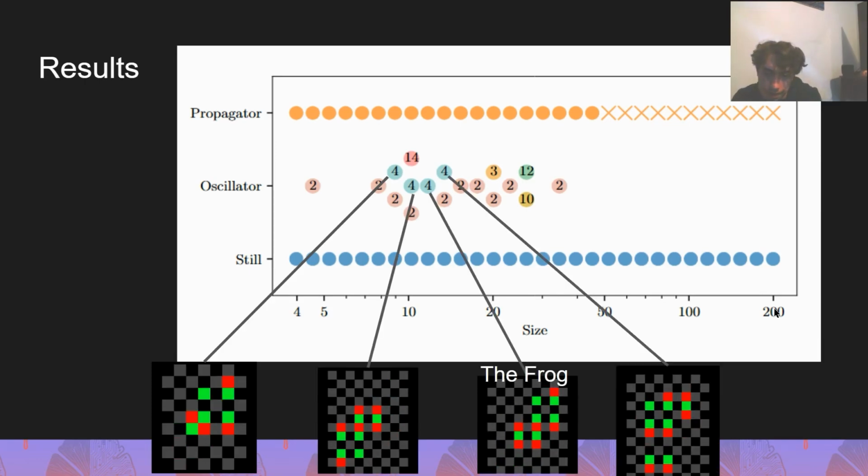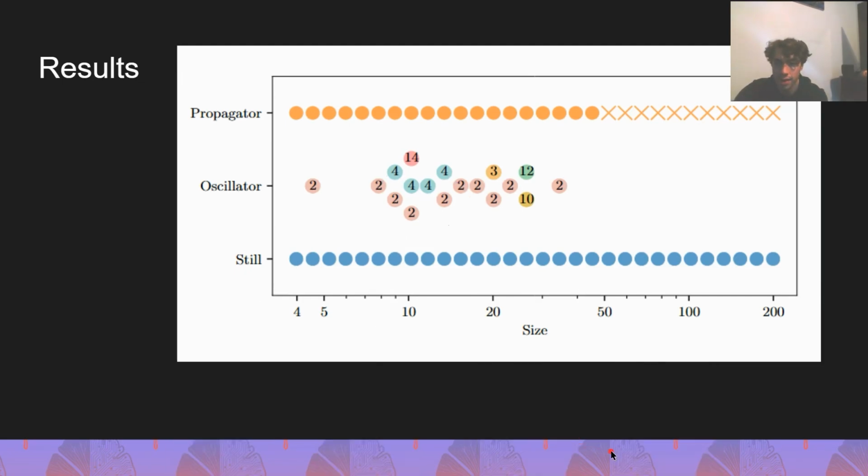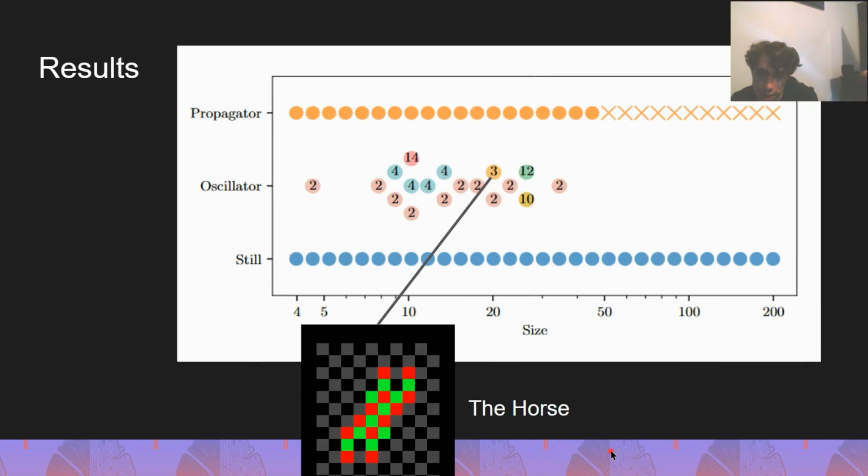We can look at the 4-period oscillators. They all look quite similar. This one here we've named the frog because my colleague thought it looked a bit like a frog jumping and then falling back down. The 3-period oscillator is interesting because this is the only odd period oscillator we found. Again, my colleague said it looked a bit like a horse, so we've called it the horse. I think this is a particularly nice name because you have this triplet feeling to how a horse runs, so that's quite a nice name for it, I think.